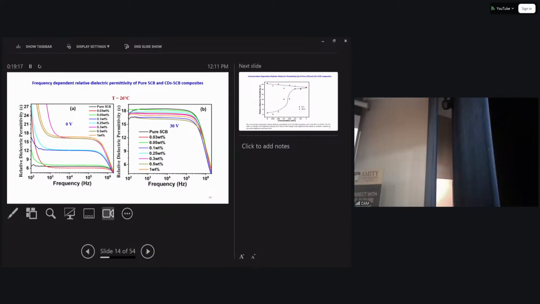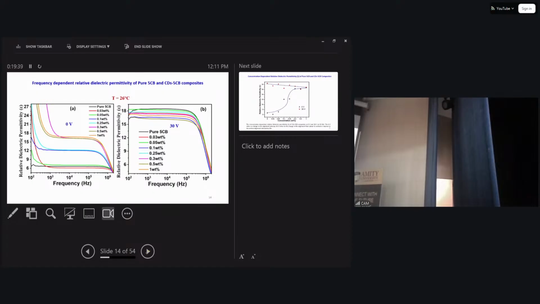So what you get basically is this kind of graph here. Graph number A. What I plotted here, on the X-axis you have the frequency starting from 100 Hertz up to, let's say, 1 megahertz, and on the Y-axis you have the dielectric constant. I hope you are aware of what the dielectric constant means. It is simply the ratio of the capacitance of the material divided by the capacitance of air.